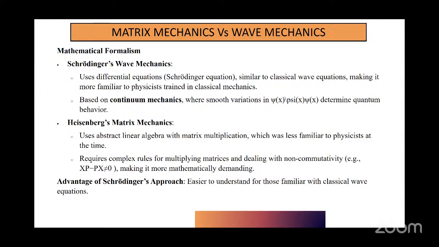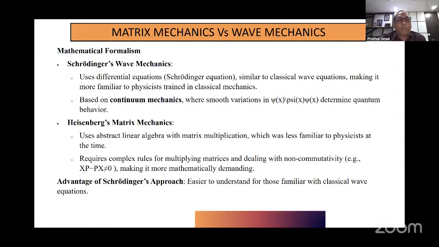And even today, in our regular quantum mechanics course, we usually prefer to have teaching in terms of Schrodinger's wave mechanics. And as and when required, we make use of matrix mechanics. And the advantage of Schrodinger's approach, as I told you, is easier to understand for those familiar with classical wave equations.